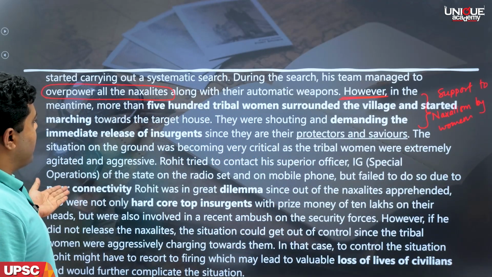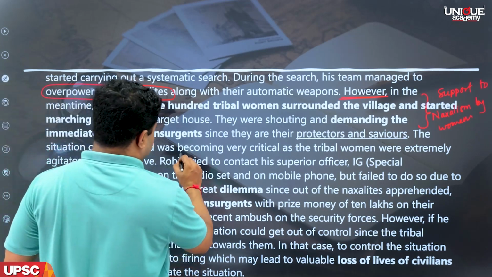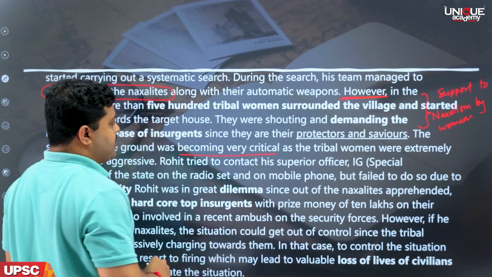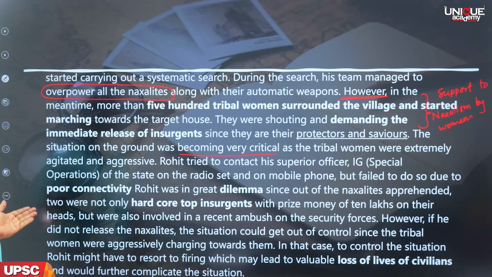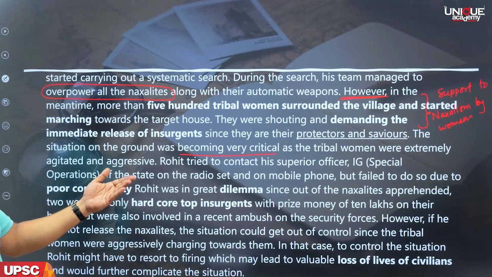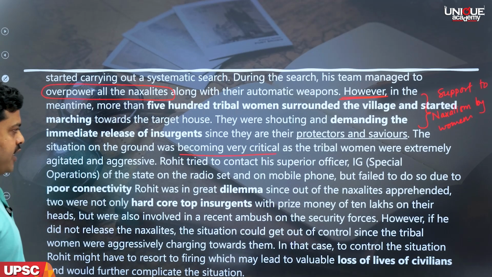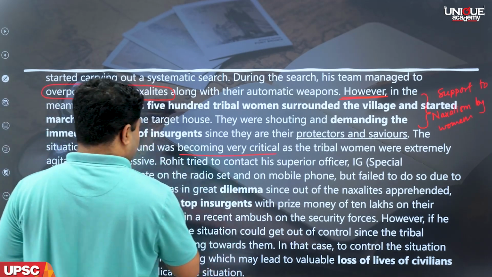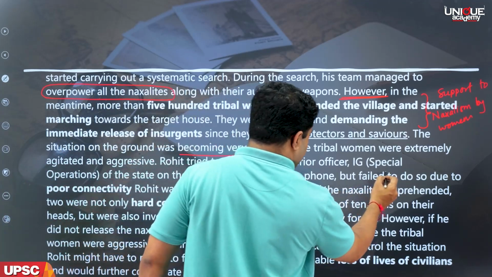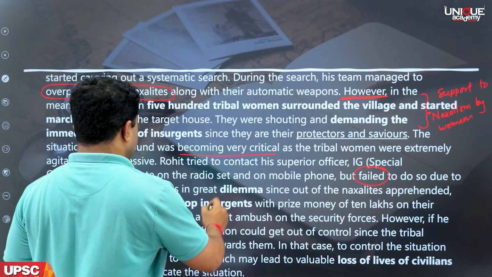The situation on the ground was becoming very critical. So it is becoming critical. As the tribal women were extremely agitated, aggressive, Rohit tried to contact the superior officer, IG of the state, on the radio set and mobile phone, but failed to do so. So there is a communication failure. Failed to communicate.